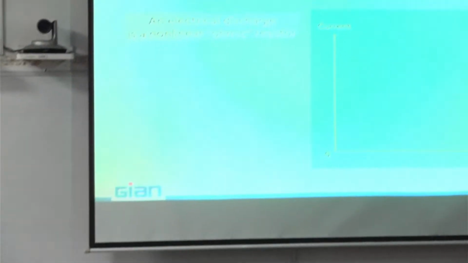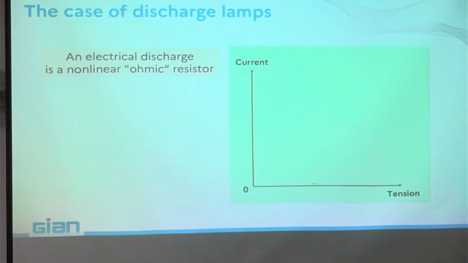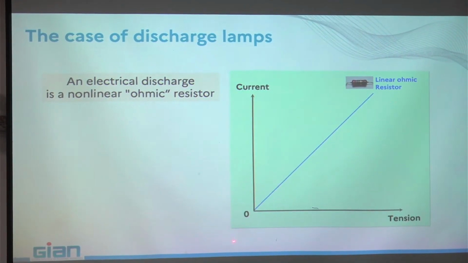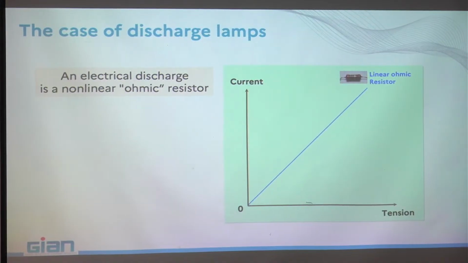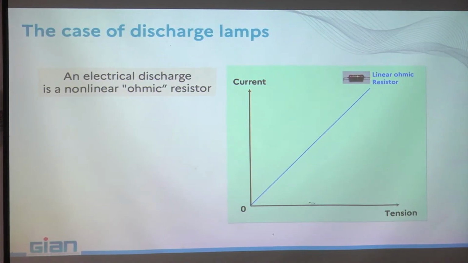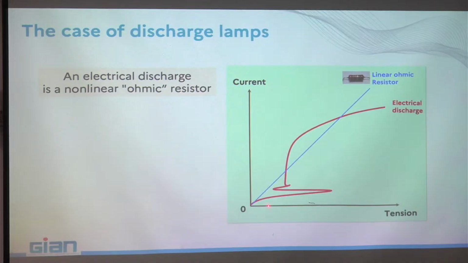Let's see what that means. This is a classic ohmic resistor, V equals Ri, Ohm's law, and this is a discharge. When it is ohmic, at a given frequency, this curve can change as a function of the frequency. It's not the same everywhere.